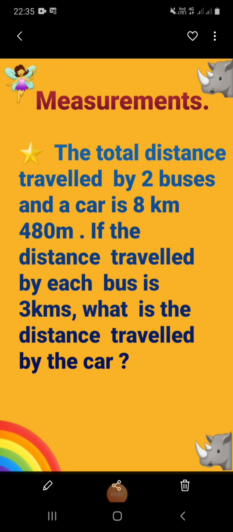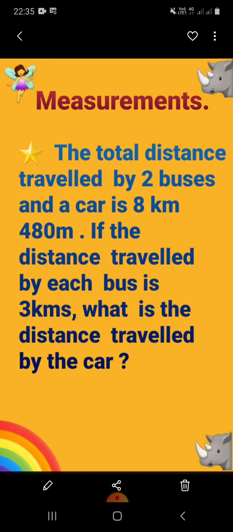Children, let us do one word sums today. The question is, the total distance travelled by 2 buses and a car is 8 km 480 meter. If the distance travelled by each bus is 3 kilometers, what is the distance travelled by the car?